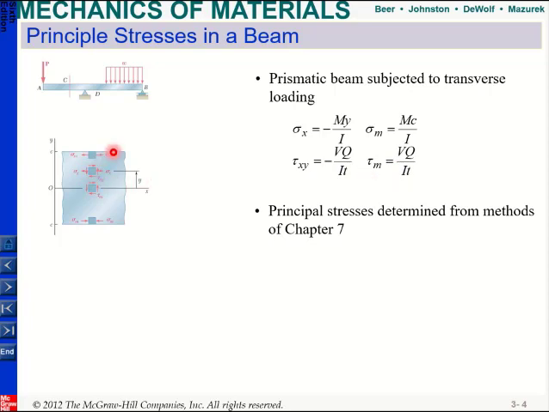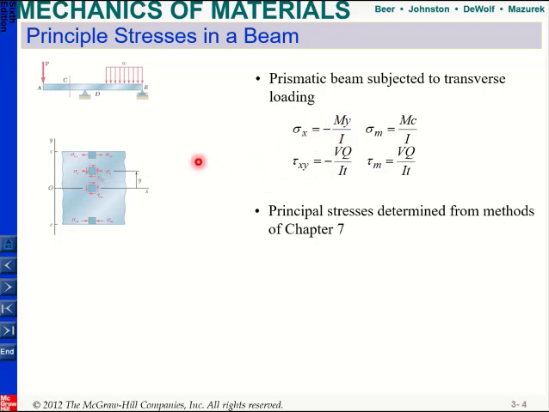Here on the top surface I have maximum stress due to bending, and it does not create any shear. At the neutral axis, y is equal to 0, there is no normal stress, but at this point I have my maximum shear. If you look at any point in between, you will have a normal stress, which you can calculate using this equation, plus a shear stress, which you can calculate here.